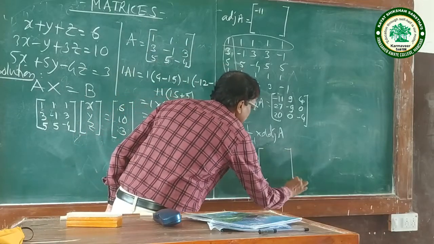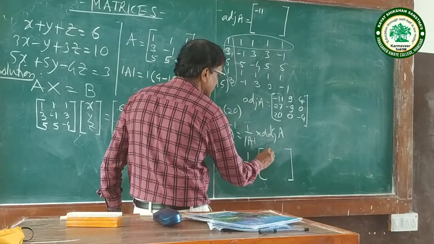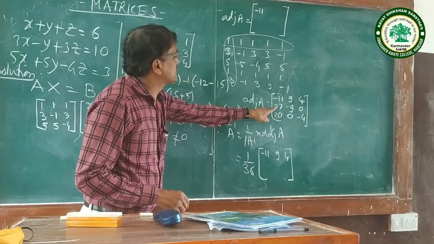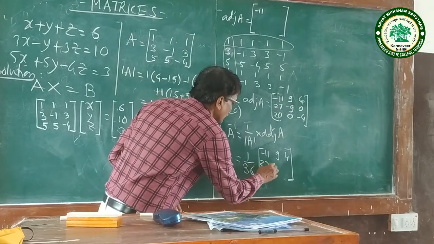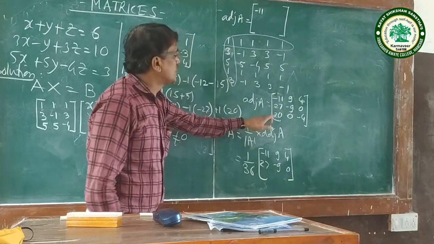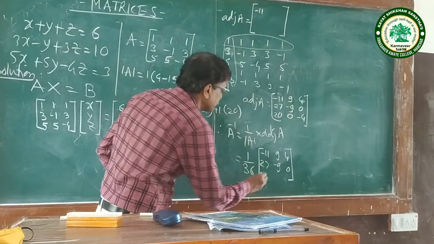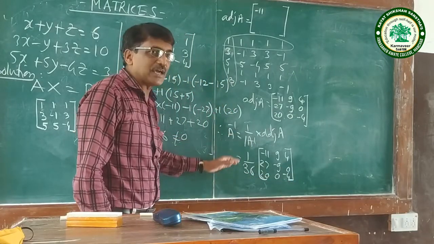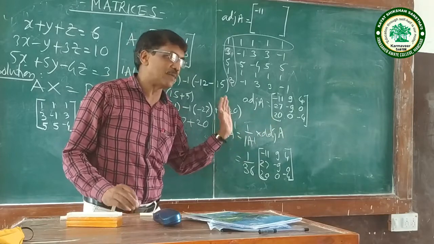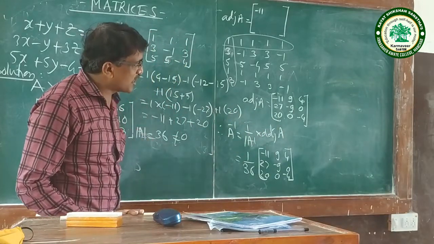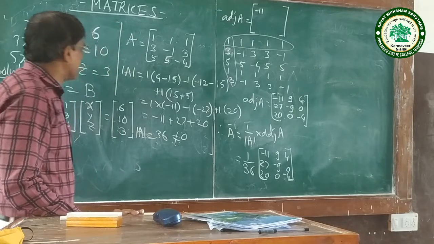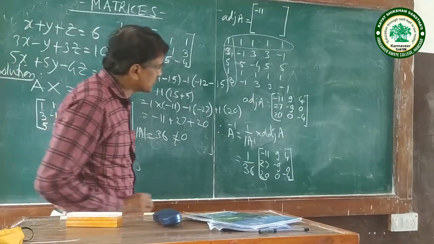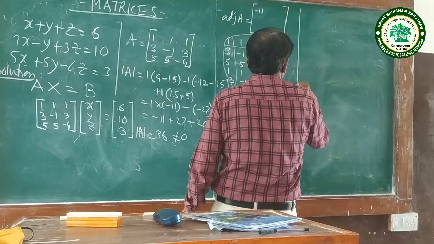What is the adjoint? Minus 11, 9, 4, 27, minus 9, 0, 20, 0, minus 4. So 1 upon determinant A into adjoint A gives us the inverse of the matrix. This is our inverse. Now, what is the equation 1 that we have written in the previous introduction?